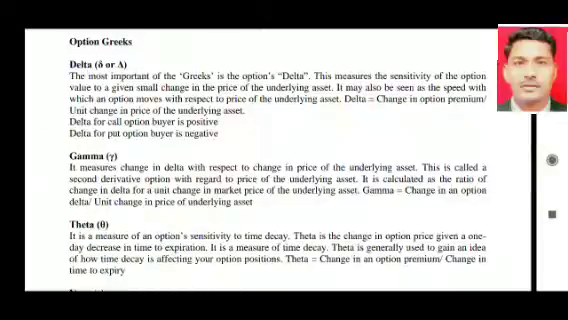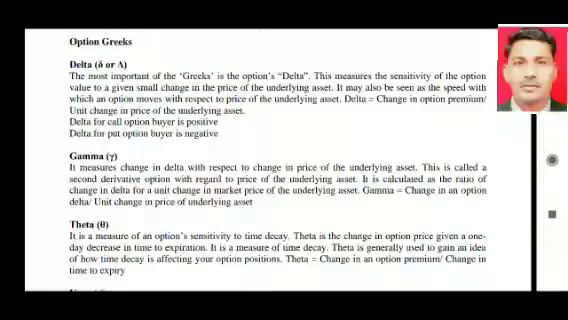Delta. The most important of the Greeks is the option delta. This measures the sensitivity of the option value to a given small change in the price of the underlying asset. It may also be seen as the speed with which an option moves with respect to the price of the underlying asset. Delta is equal to change in option premium divided by unit change in price of the underlying asset. Delta for a call option buyer is positive. Delta for a put option buyer is negative.